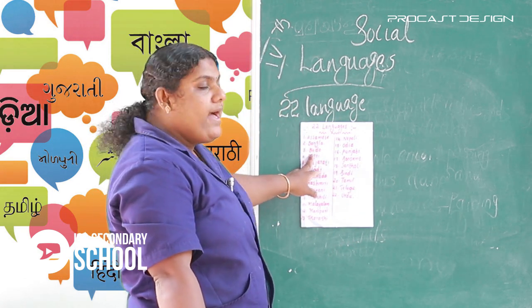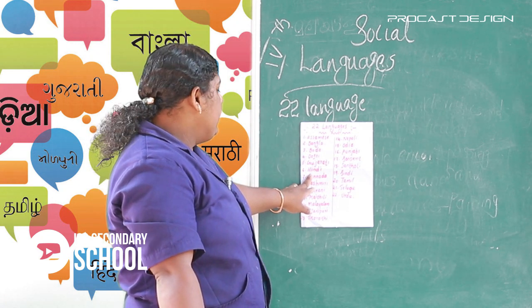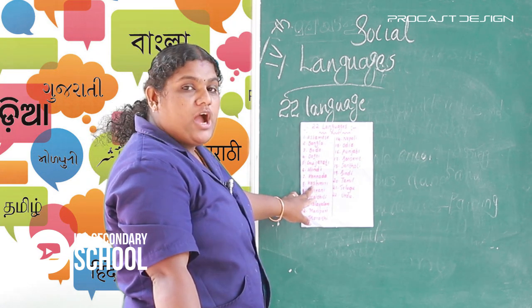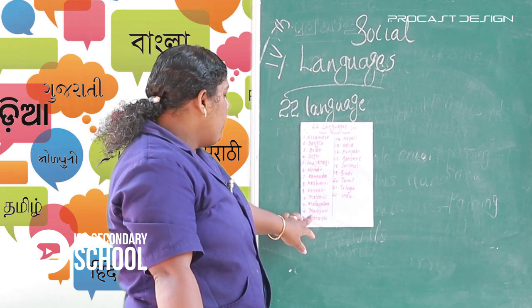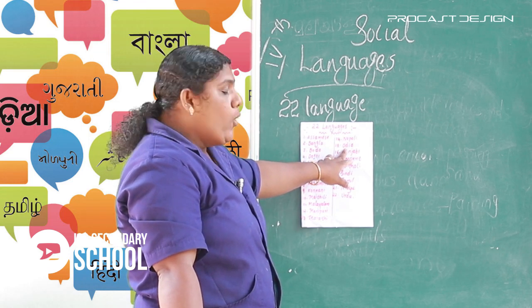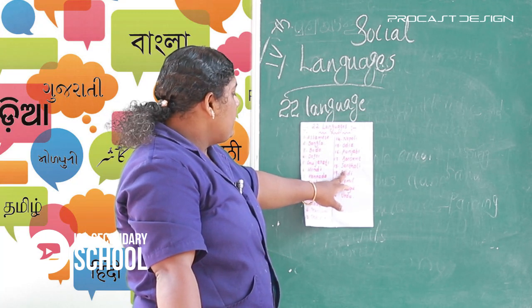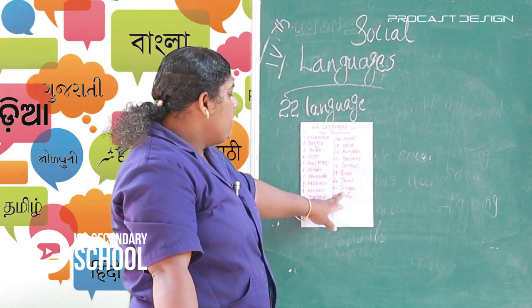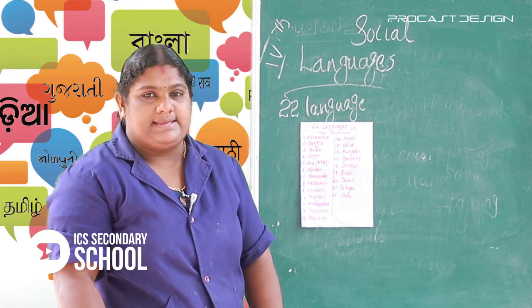Assamese, Bangla, Bodo, Dogri, Gujarati, Hindi, Kannada, Kashmiri, Konkani, Maithili, Malayalam, Manipuri, Marathi, Nepali, Odia, Punjabi, Sanskrit, Santali, Sindhi, Tamil, Telugu, Urdu are the 22 languages in India.